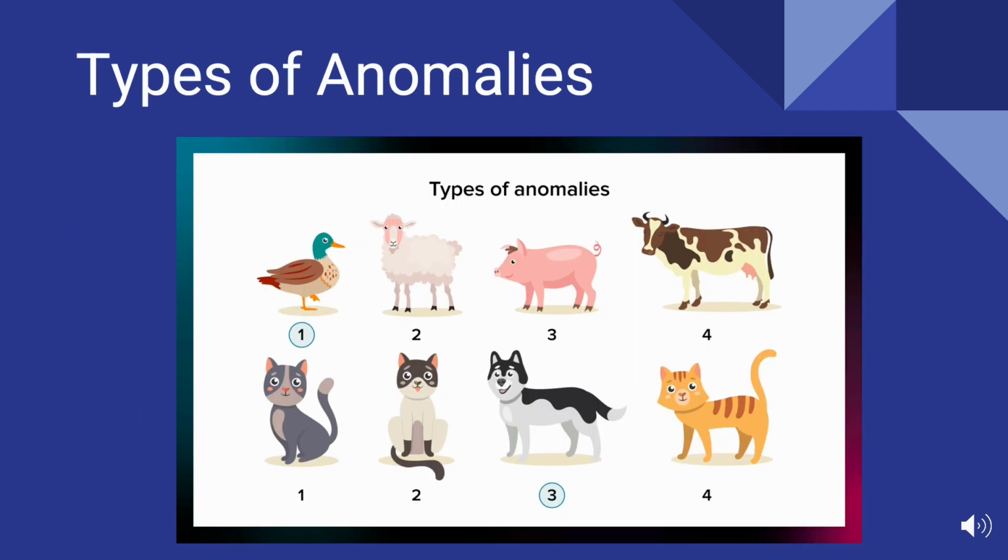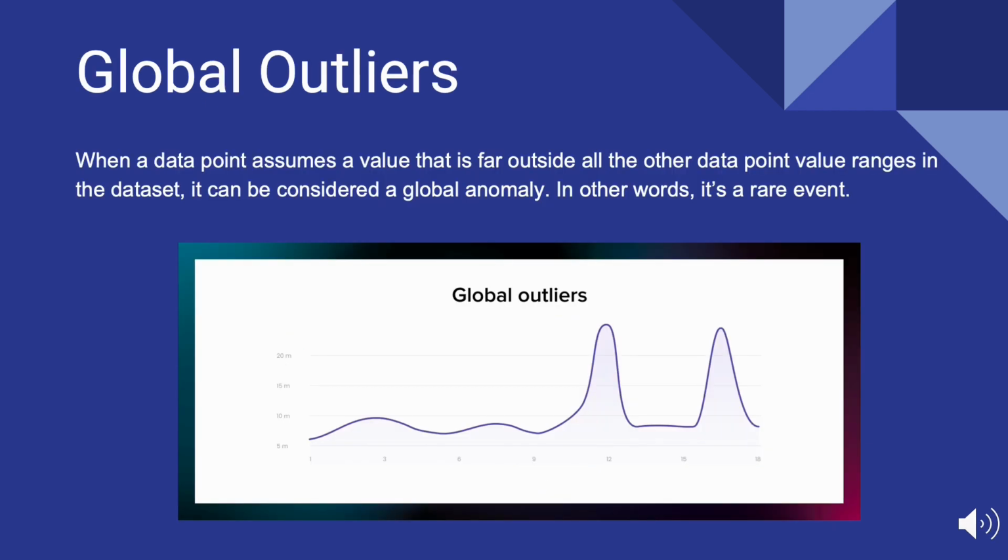Now let's see what kinds of anomalies or outliers machine learning engineers usually have to face. Global outliers. When a data point assumes a value that is far outside all the other data point value ranges in the dataset, it can be considered a global anomaly. In other words, it's a rare event. For example, if you receive an average American salary to your bank account each month but one day get $1 million, that would look like a global anomaly to the bank's analytical teams.